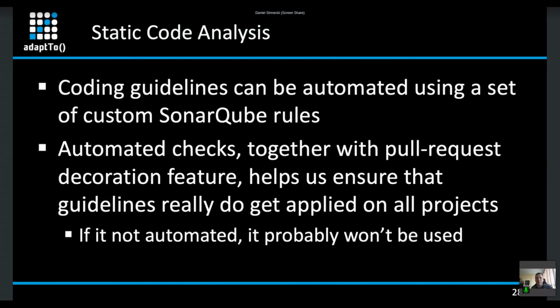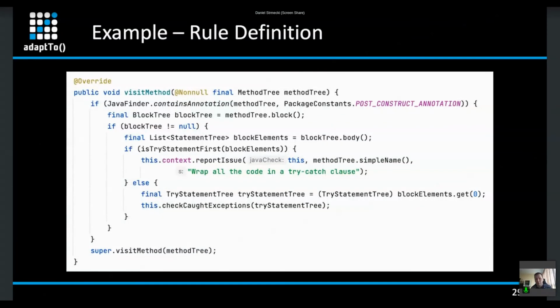These automated checks, together with pull request decoration, and this is my favorite feature of SonarQube. But of course, if you want to use it, you will need to purchase a license, so it's not available in the free version of SonarQube. But it helps ensure that guidelines actually do get applied on all projects. I think if something is not automated and really simple to use, then it probably won't be used, at least not by everyone.